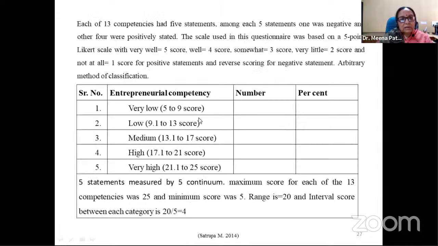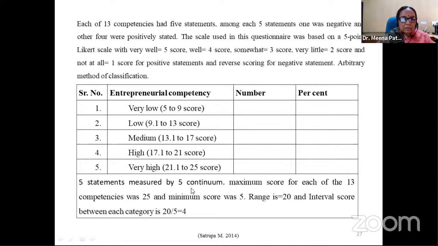So for that, they have listed statements: each of the 13 competencies had 5 statements. So total statements will be 13 into 5, that is 65. One was negative and the other 4 were positive. The scale used in this questionnaire was a 5-point Likert scale with very well 5 score, well 4 score, somewhat 3, very little 2, and not at all 1 score. And for positive statements, reverse scoring; for negative statements, arbitrary method of classification. I think you will better understand with the earlier slide, that is what the arbitrary method is.